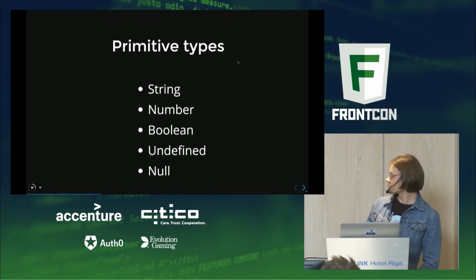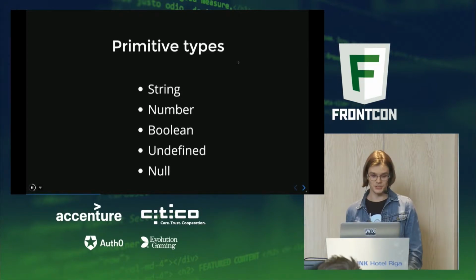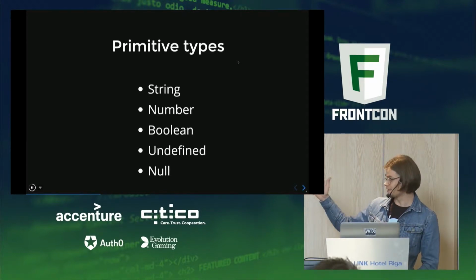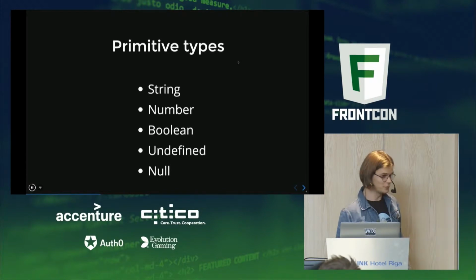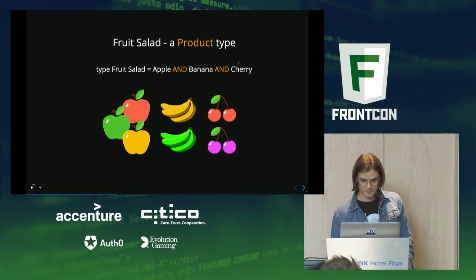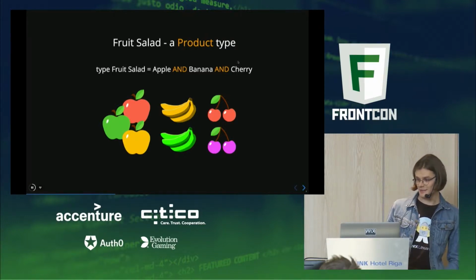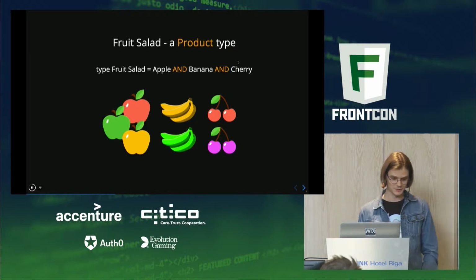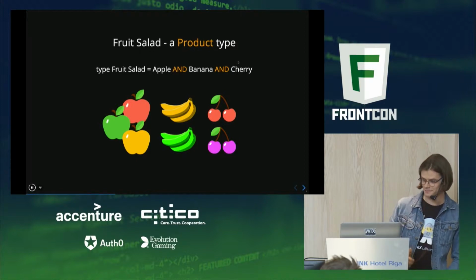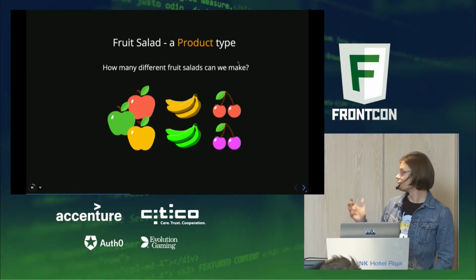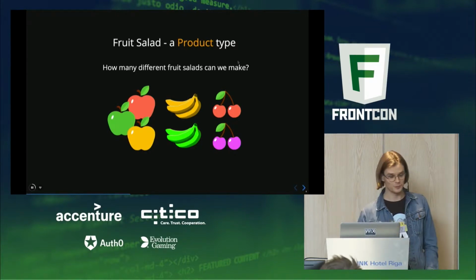So the basic building blocks for the type composition are these in JavaScript. Three of them represent data, and two of them represent absence of data. So the first type, an example of a product type, is called a fruit salad. And a fruit salad is an apple and a banana and a cherry, one of each of the subtypes. So let's try counting how many different fruit salads we can make.